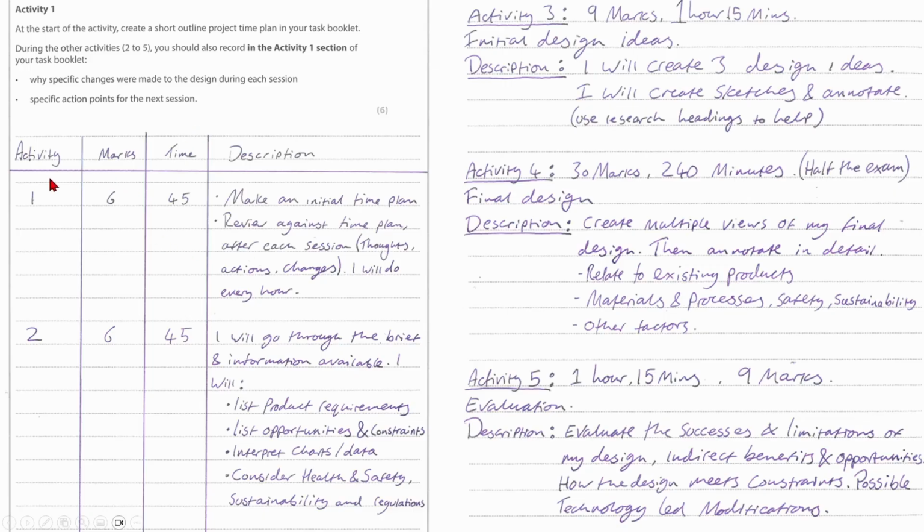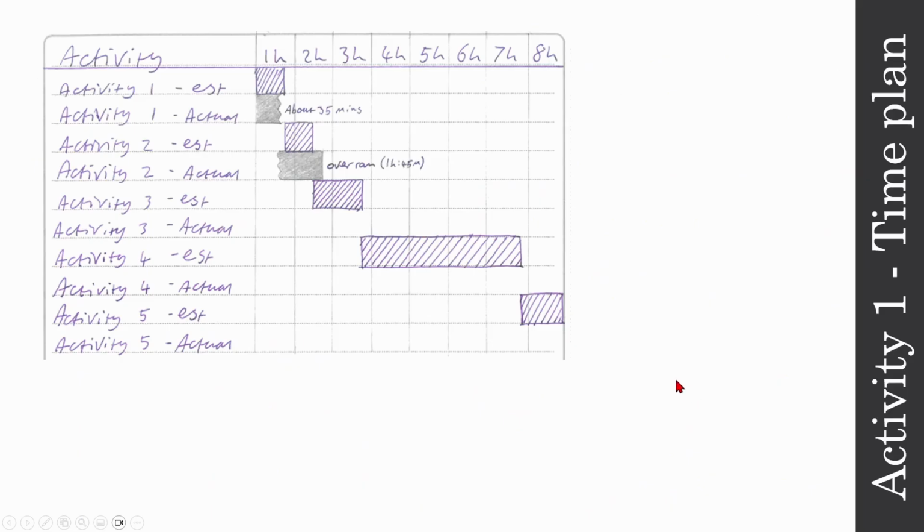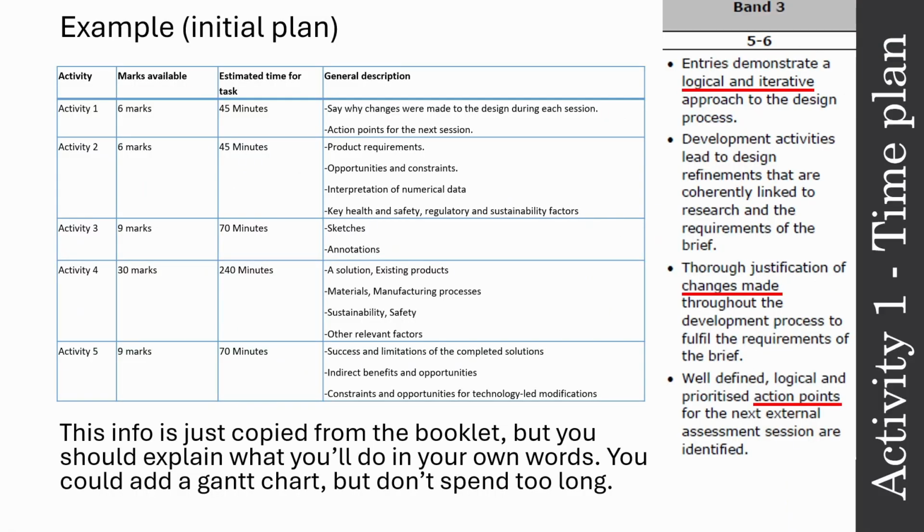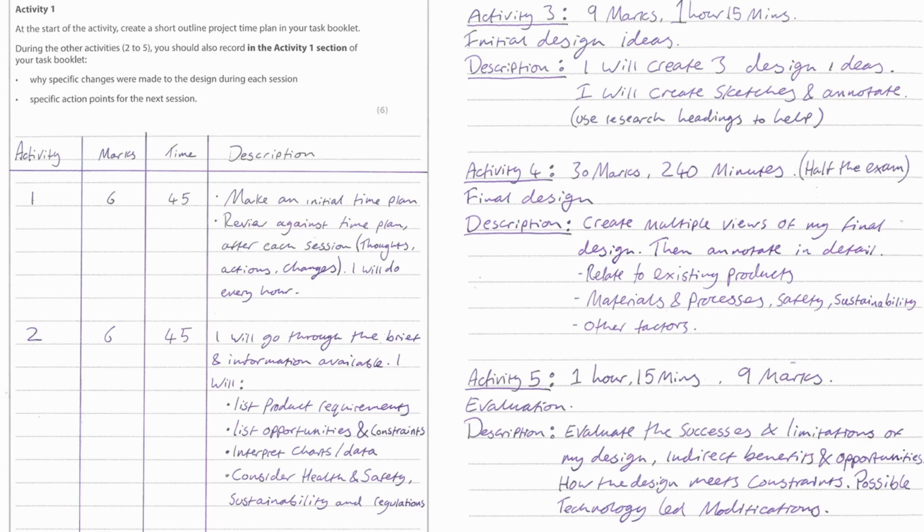So I've actually sat down with the booklet and drawn out two different ways of doing this. On the left here is one way of doing it, and on the right here is another way of doing it. On the left here is a little bit like the example I just showed you. If I were to draw that out in my exam booklet, this is kind of how it would look. I've got what the activity number is, how many marks are available, what the estimated time is, and what you would need to do.